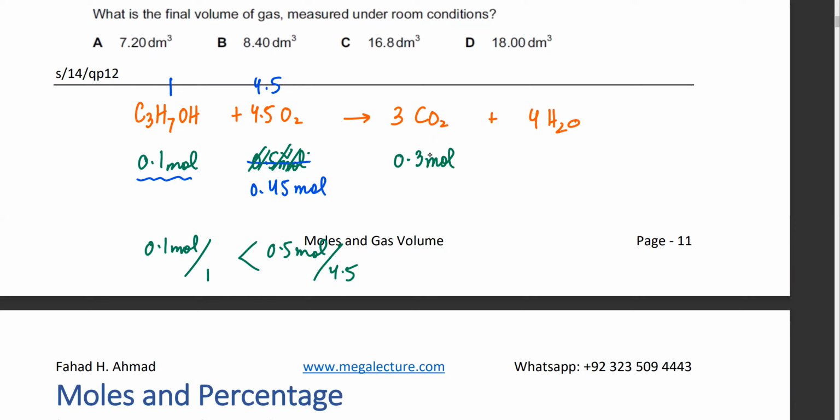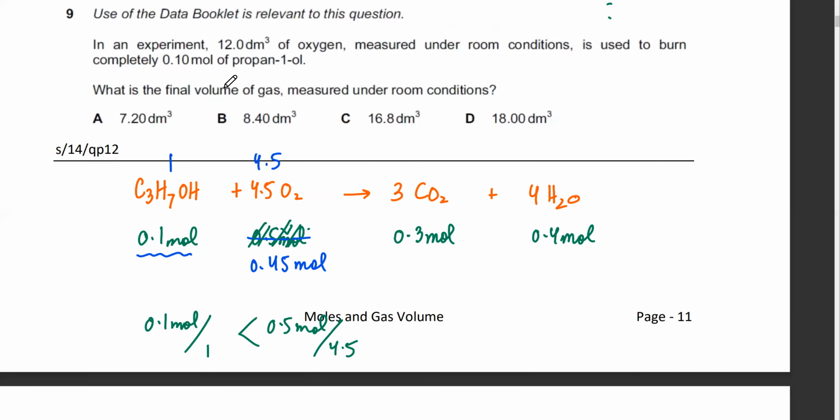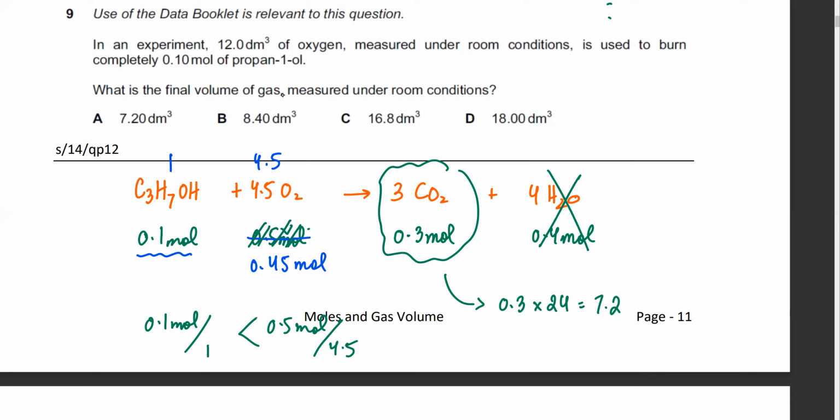And the amount of water would be 0.4 moles. Now the question is, he's asking about the final volume under room conditions. So water is not a gas. So he's asking for the final volume of gas. So the volume of gas that's going to be produced is going to be carbon dioxide. So what's the volume? The volume would be moles multiplied by 24 dm cube. And that gives you 7.2 dm cube.